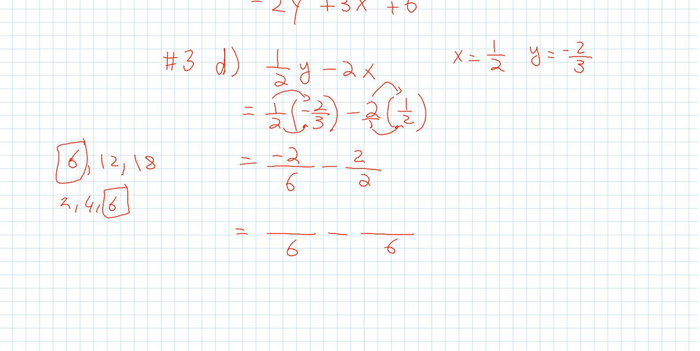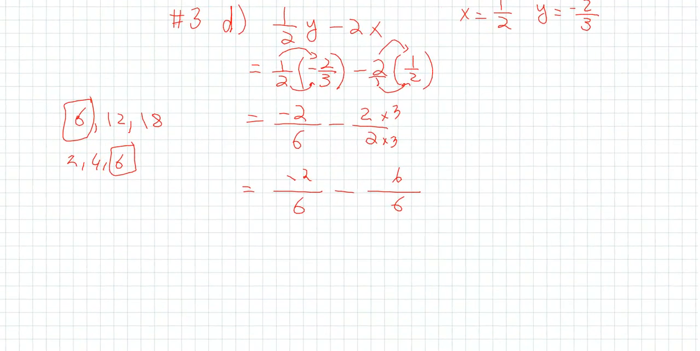What do I multiply this one by to give me 6? 3. Anything I do to the bottom, I have to do to the top. So I have to multiply the top by 3, sorry, to give me 6. So that simplifies to negative 8 over 6, because I have a negative 2, take away 6. Are we okay with that?